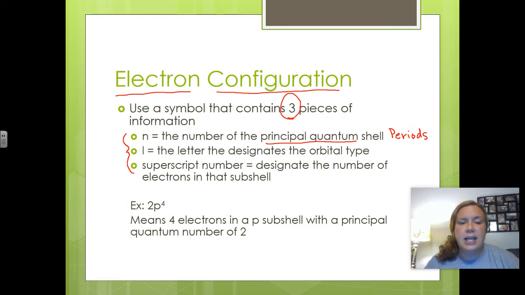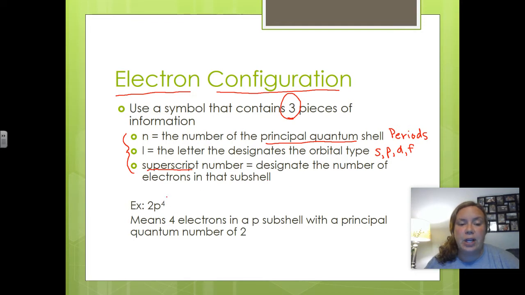The second thing is l, the letter that designates the orbital type. What we're talking about here with the orbital type is s, p, d, and f orbitals. So we have half an idea of what kind of orbitals those electrons are hanging out in. Finally, the superscript number. Remember, superscript means above, so the number is above. It designates the number of electrons in that subshell.